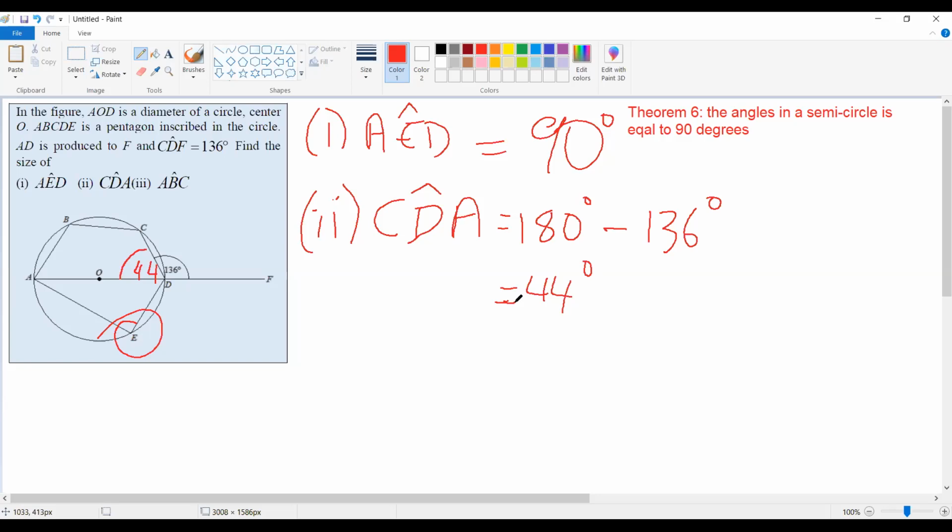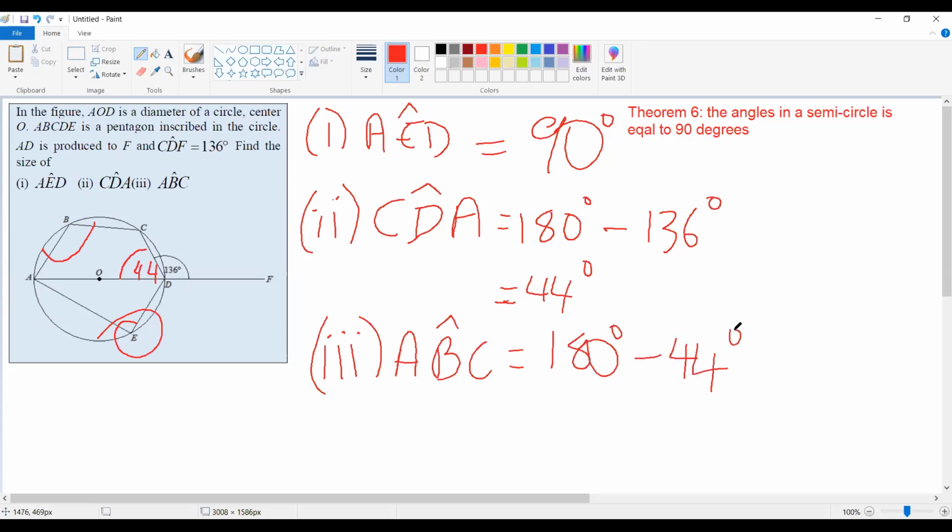Okay. And then the third part, we have to find angle ABC. So how do we find angle ABC? That's this angle here. We know that the angles of a cyclic quadrilateral are equal to 90 degrees, right? So that's theorem 6. So it's basically 180 degrees take away 44 degrees, which will give us 136 degrees.